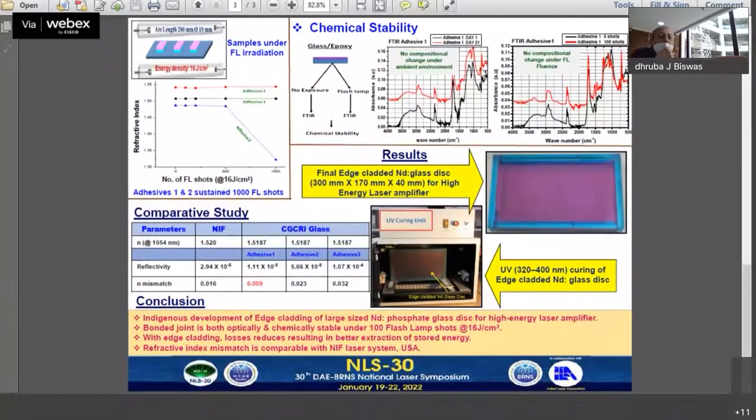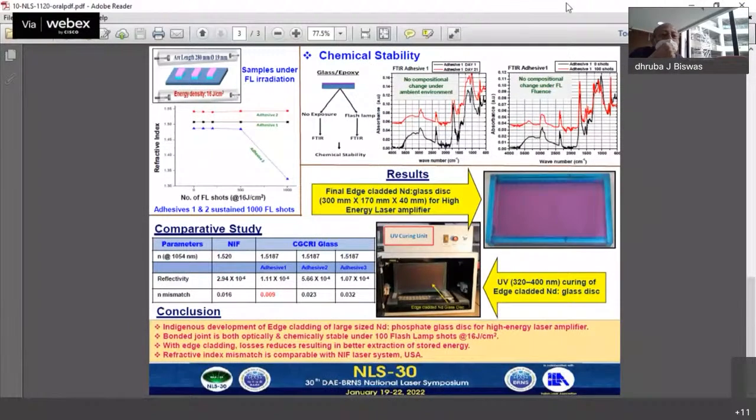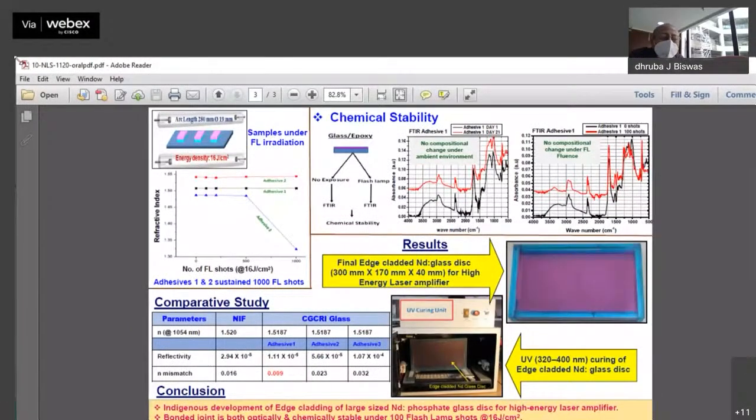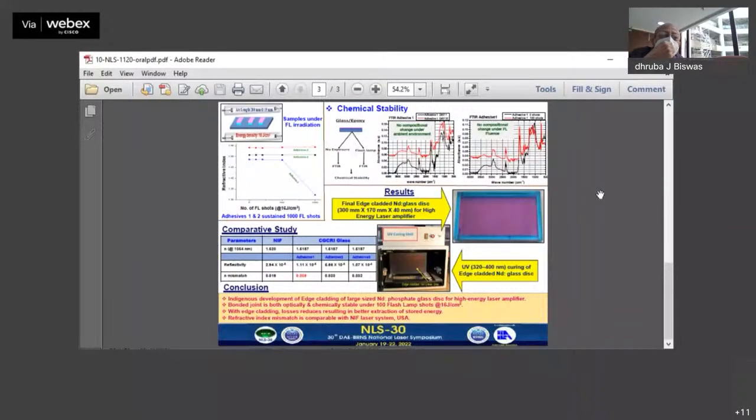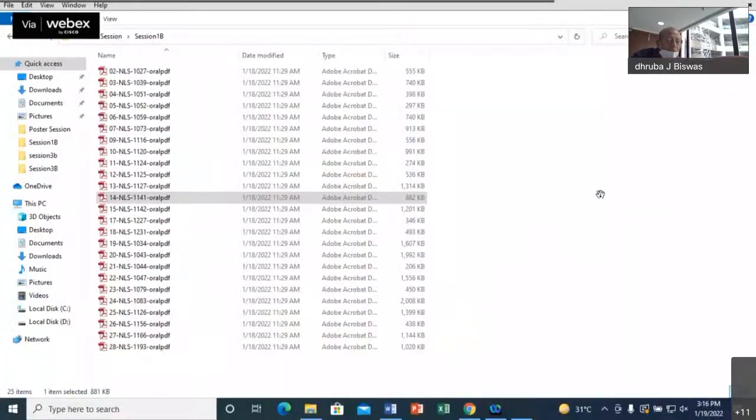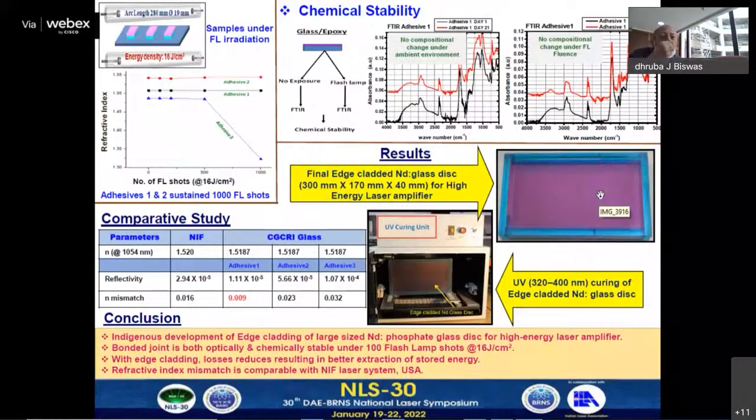How did you check the homogeneity of this single crystal? How was the property of the crystal across its cross section? Did you make any measurement of that? Yes, sir. It is not a crystal. It is an antiphosphate glass disc, and for that, the homogeneity is measured. Since its refractive index homogeneity is of the order of 10 to the power minus 3, we have measured it using the Schlieren method. Okay.